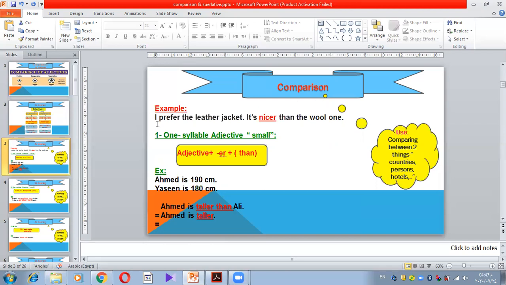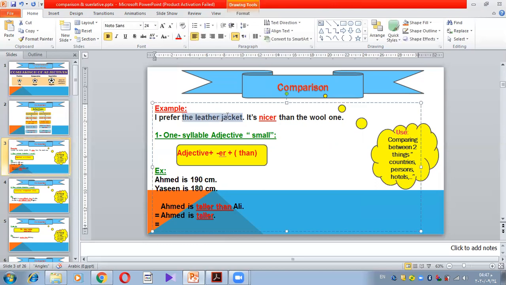So here, I prefer the leather jacket. It's nicer than the wool one. If you notice, we have two jackets, the leather one and the wool one. So it's nicer than the wool one. Okay, nicer. So it means that I add r to the adjective. Now, let's have a look at the rules so that we can understand how to apply this.